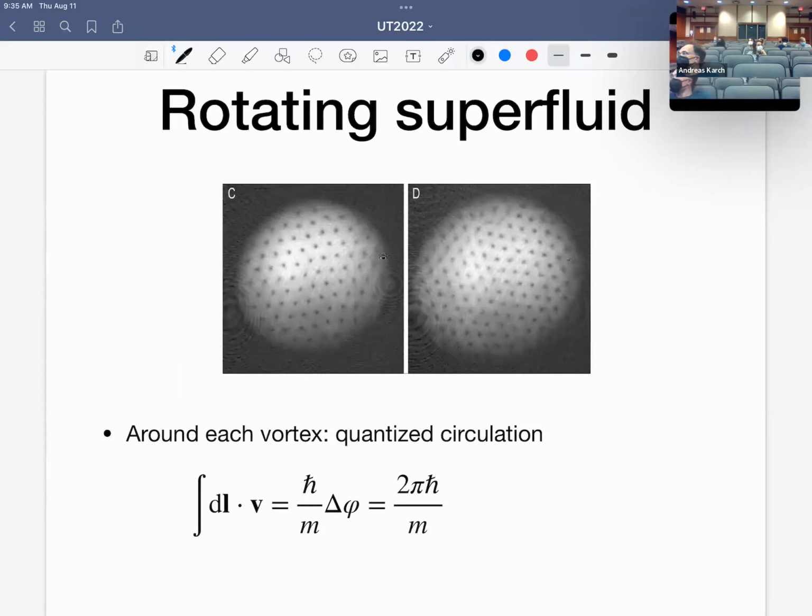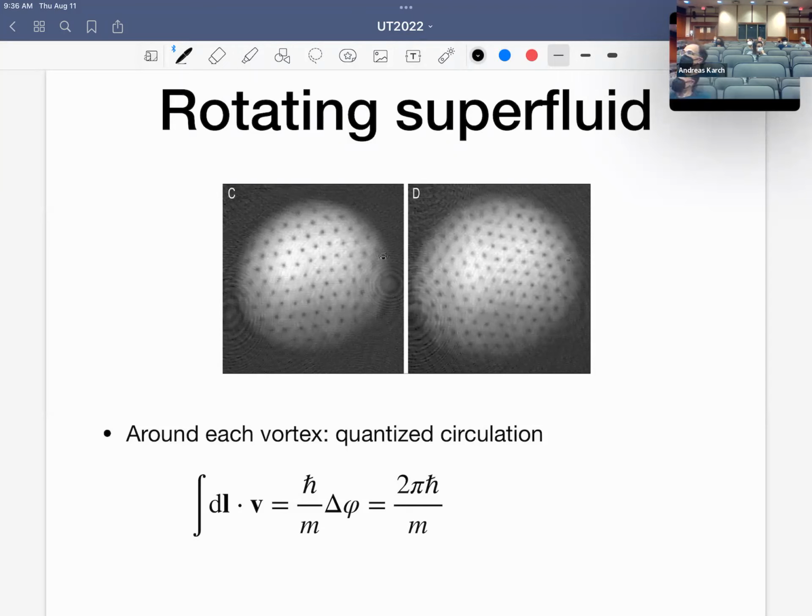So here is the picture of a rotating superfluid. When you have a superfluid that rotates, the way that it accommodates rotation is by creating little vortices. Each of these vortices carries a unit circulation. That is, if we take the integral of the velocity of the superfluid flow around one of the vortices, we see a quantity that is quantized.